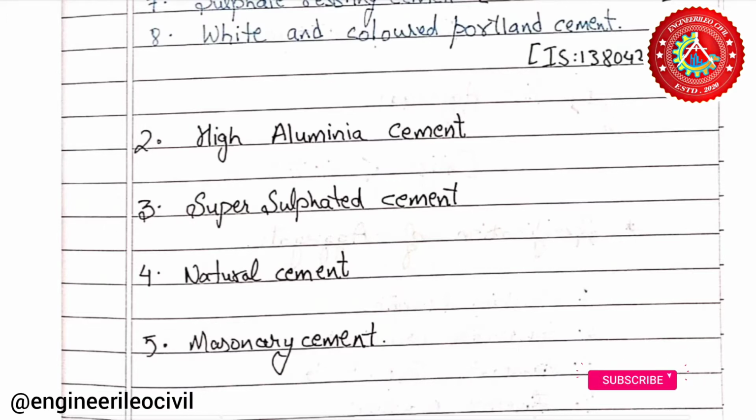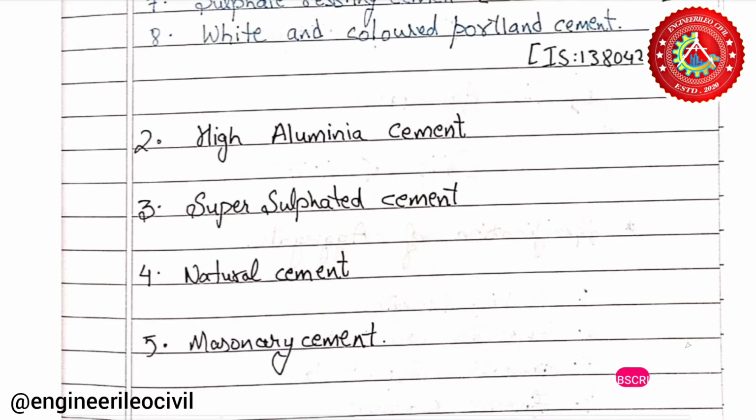The next is super sulfated cement. According to IS 1990, it is manufactured from well granulated blast furnace slag about 80 to 85%, calcium sulfate about 10 to 15%, and Portland cement about 1 to 2%. It is ground finer than OPC. It has strong resistance to chemical attack. Concrete made from this cement expands if cured in water and shrinks if cured in air.